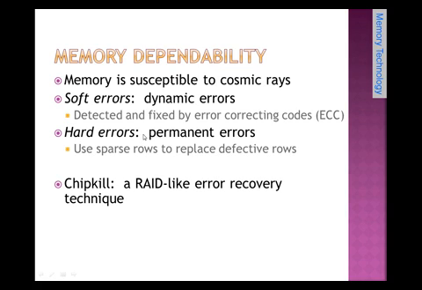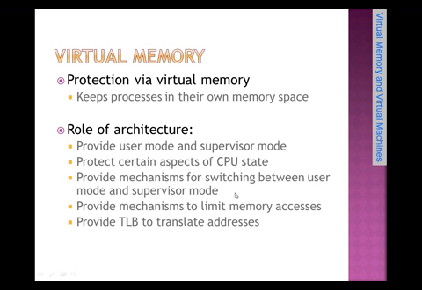Then the next concept is the hard error, that is a permanent error. A soft error is a dynamic error that can be rearranged. A hard error is a permanent error that is not restored and not dynamic in nature; it uses spare rows to replace the defective rows.